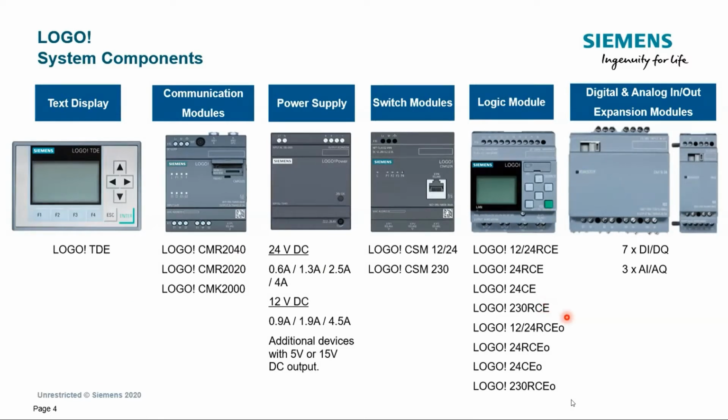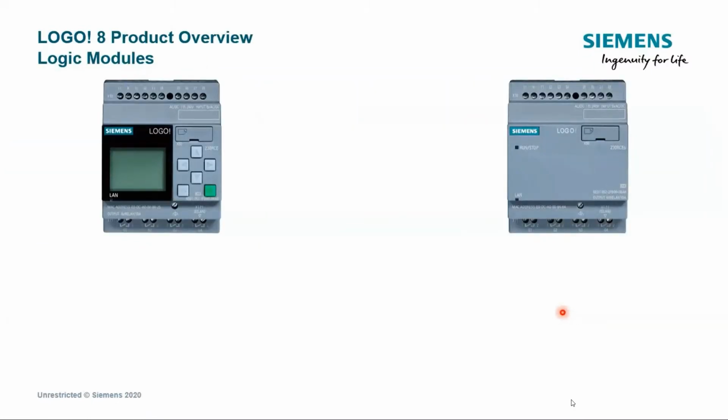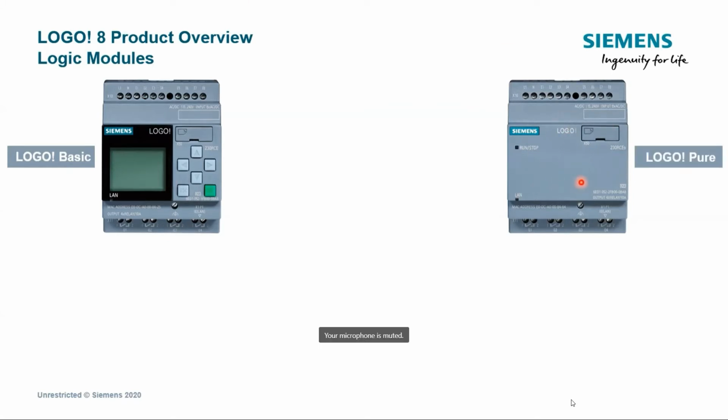Alright, so now let's jump into each part of the system individually. Let's have a look at the logic modules. We have 2 types of logic modules. We have what we call Logo Basic, and this is the most common one, which has a display and buttons. But we have also a logic module, which we call Logo Pure, that does not have the integrated display or the buttons. This is not an input-output module. This is a logic module. So this is a controller.